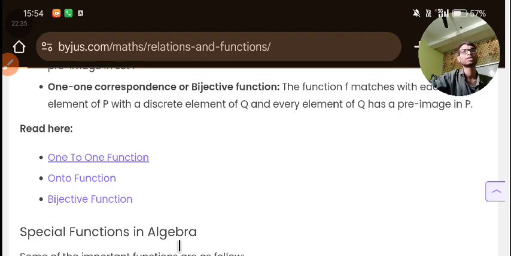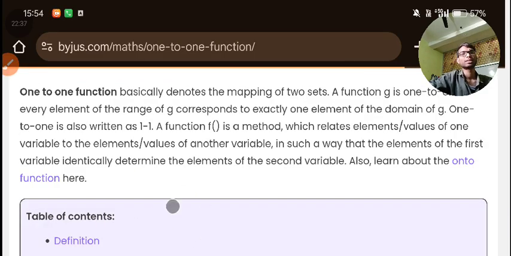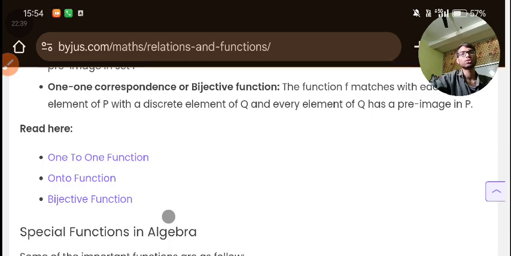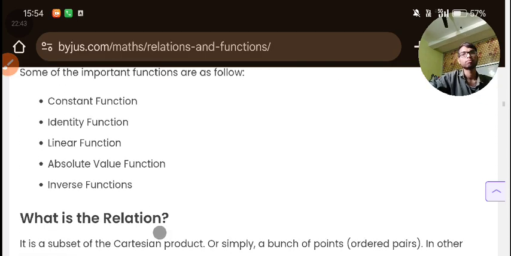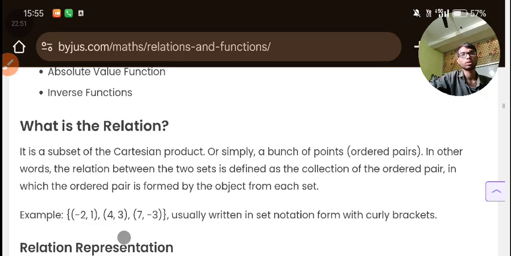Here we have special functions in algebra: constant function, identity function, linear function, absolute value function, and inverse function. What is the relation?